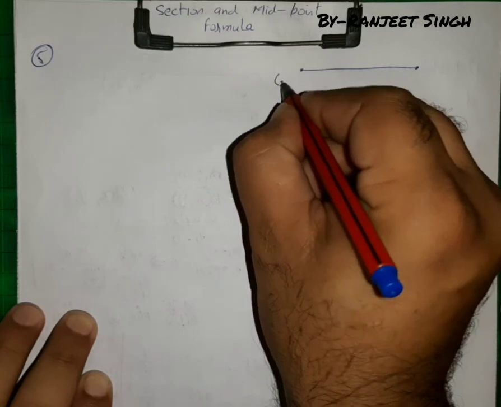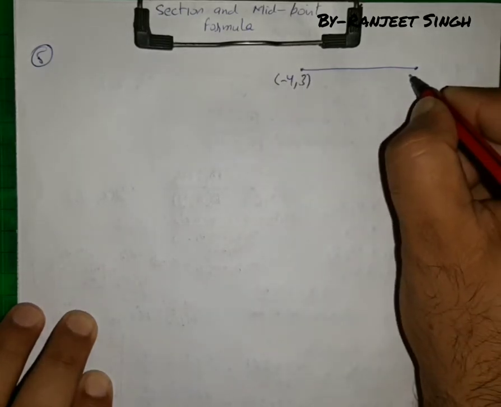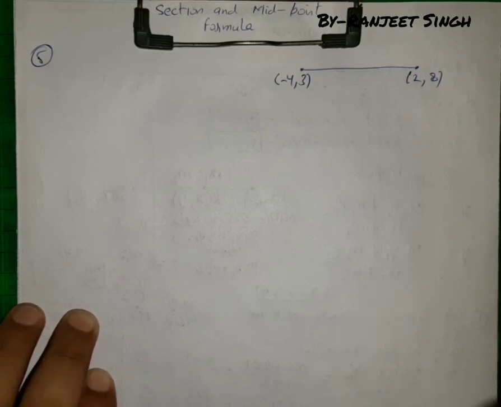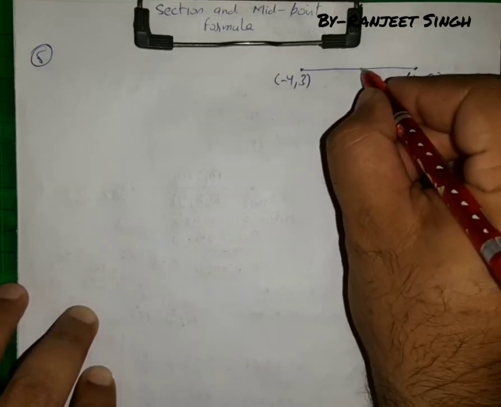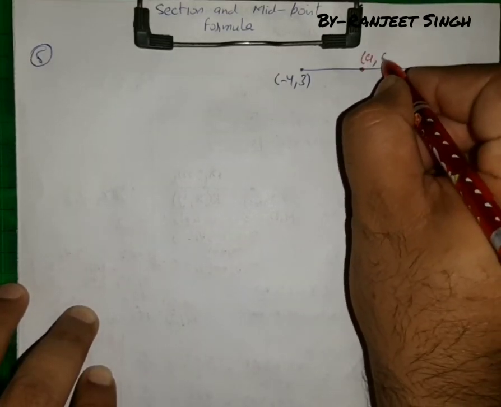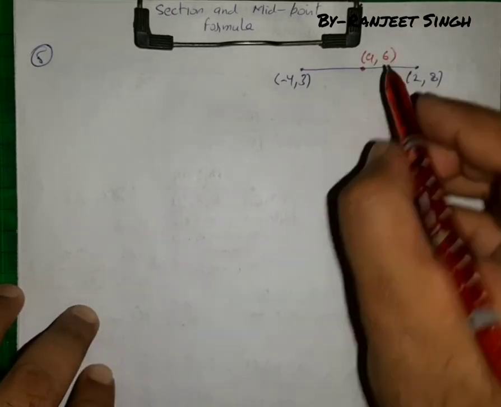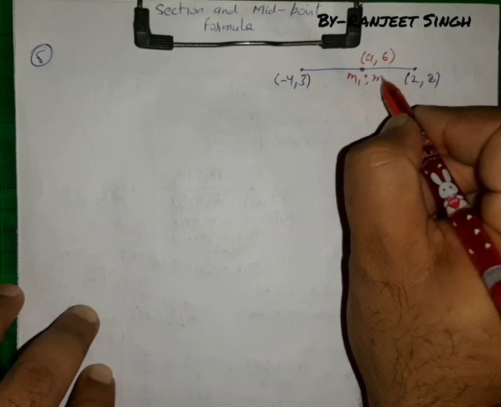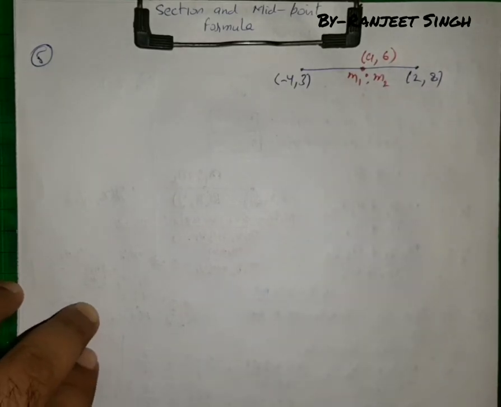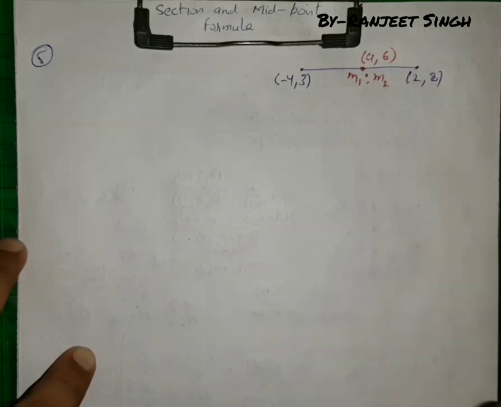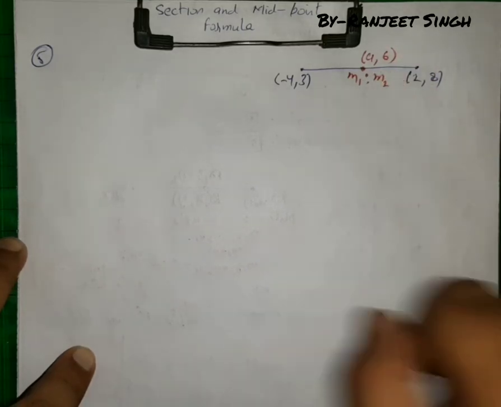First point is (-4, 3) and second point is (2, 8), and we have to find this point (a, 6). We have to find the ratio first and then we will find the value of a. So let the ratio be m1 is to m2, and here the y-coordinate is given, so we will use the section formula and we will use the value of y.